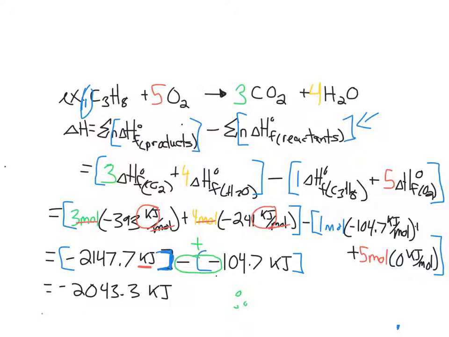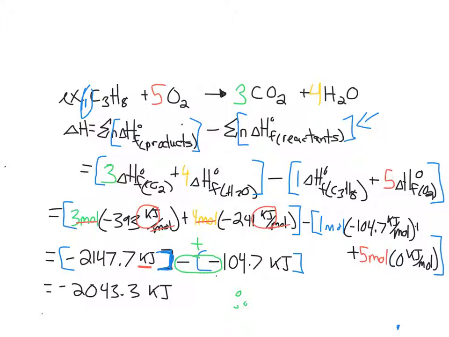So in your first big blue bracket, you solve all of this, 3 mole times negative 393 plus 4 mole times negative 241 kilojoules per mole. You get negative 2,147.7 kilojoules. And if you look up here, you're wondering why my unit is kilojoules. You just have to take a look and see that you have a mole here and a mole here that cancels out, and you're left with kilojoules. You have a mole here and a mole here that cancels out, and you're left with kilojoules.